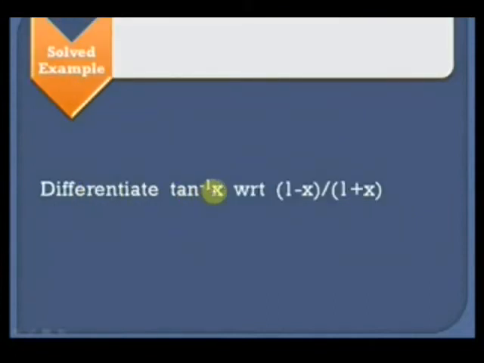Differentiate tan inverse x with respect to 1 minus x by 1 plus x. So here we have to differentiate the function tan inverse x, not with respect to x, but with respect to the function 1 minus x divided by 1 plus x. So let's see the solution of this.